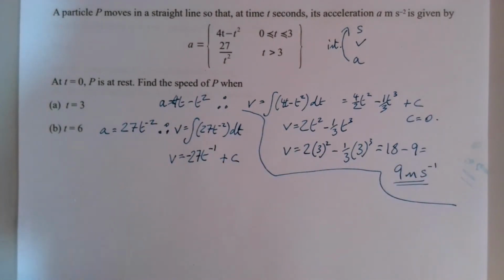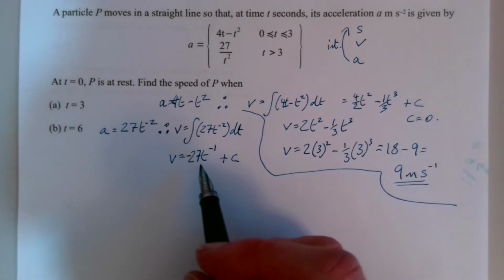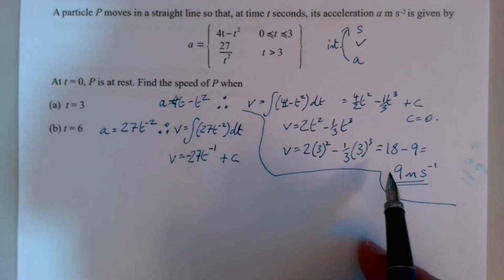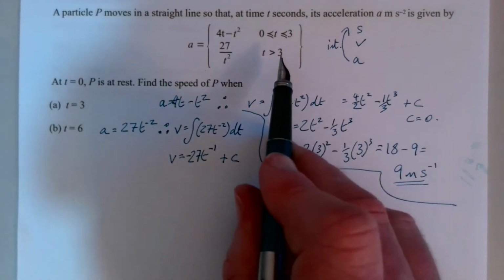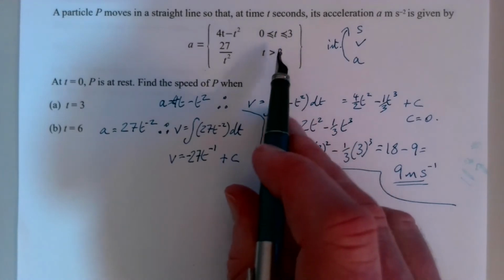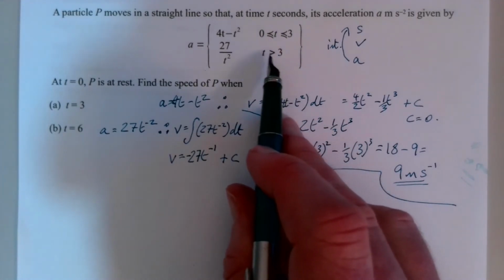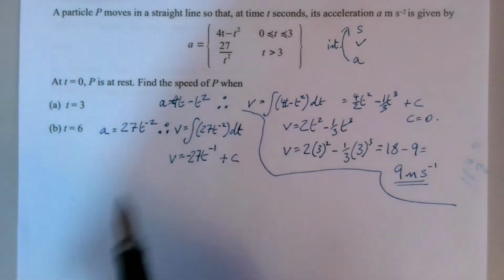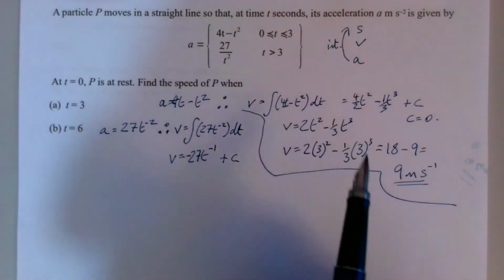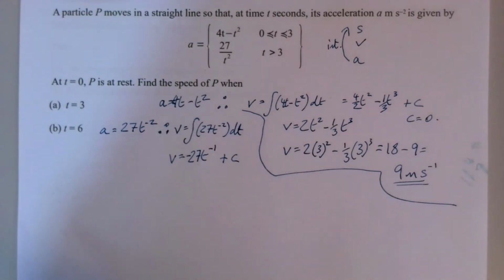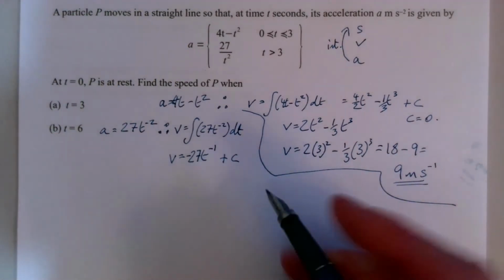Now, how do we work out the c? Well, we know what the velocity is at time 3 seconds, because it's up to that and equal, and this says for all times more than. Well, that means the tiniest amount more than 3.000. So effectively at 3 seconds we can assume that the velocity is 9 meters per second, because it hasn't had any time to get faster yet.